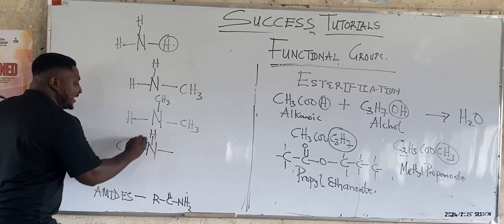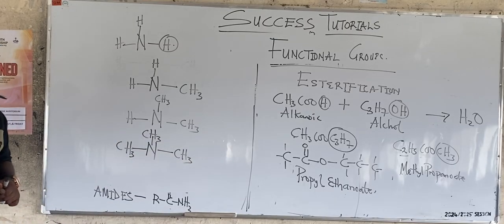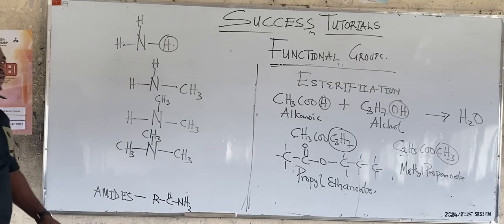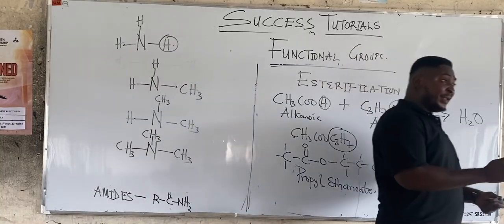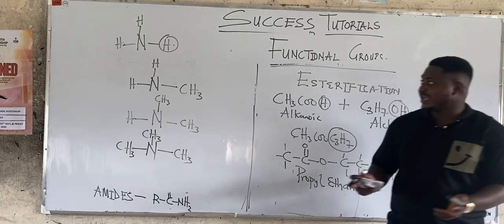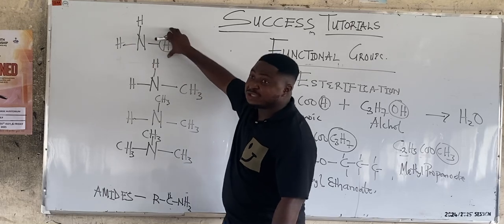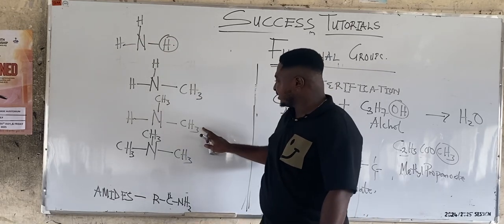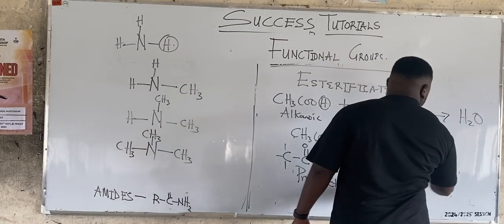When all three hydrogens have been replaced, then you have a tertiary amine. So you have primary, secondary, and tertiary amine. Primary amines are amines in which only one hydrogen has been replaced out of the three hydrogens in ammonia. Look at ammonia, NH3. When only one hydrogen has been replaced, a primary amine is formed. When two hydrogens have been replaced, a secondary amine is formed. When all three hydrogens have been replaced, a tertiary amine is formed.